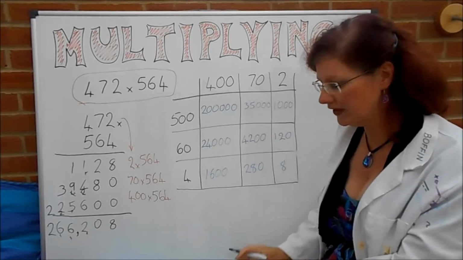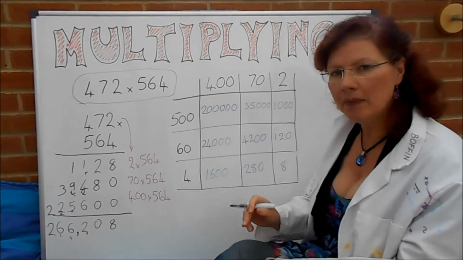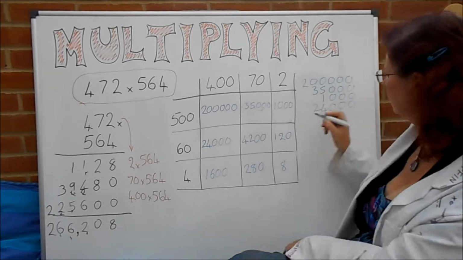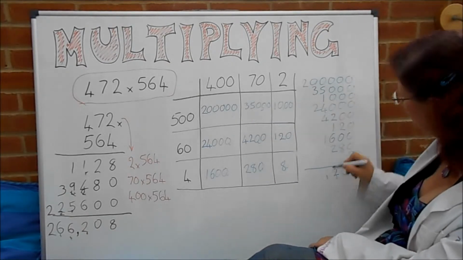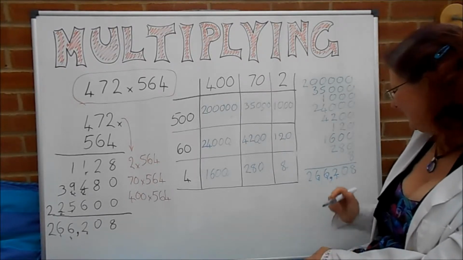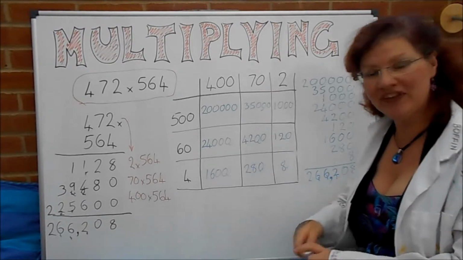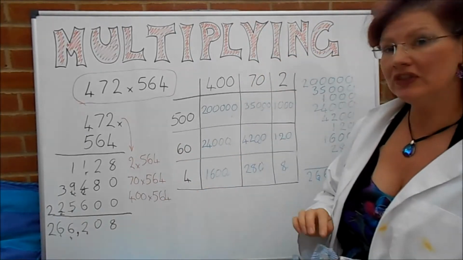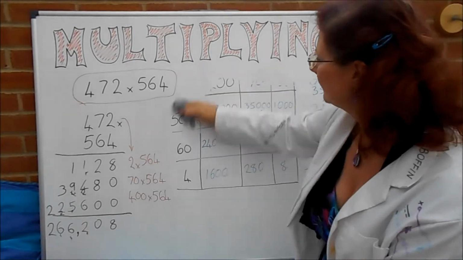And then we've got to add all this lot up. Okay, I'm going to speed up the video while I do this, I think. Phew, 266,208. So we've got the same answer there. So that means that our sum comes to 266,208.